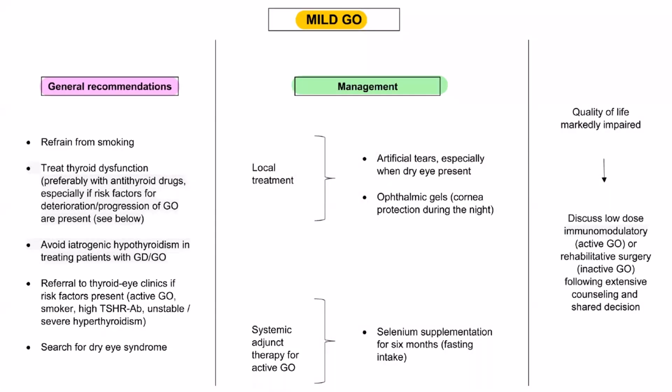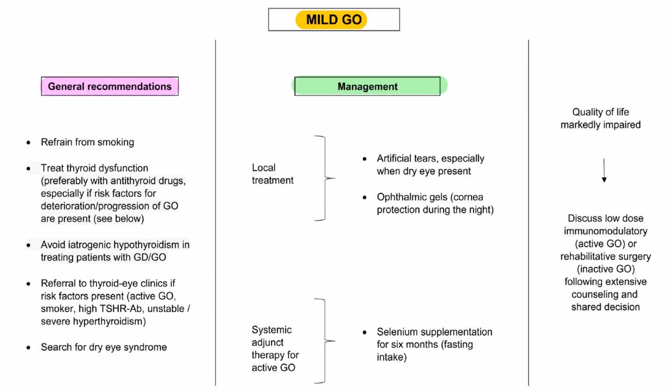And this is just a summary for management of different forms of Graves' orbitopathy. For mild Graves' orbitopathy, the general recommendation is to stop smoking and treat thyroid dysfunction, preferably with anti-thyroid drugs, especially if risk factors for deterioration or progression of Graves' orbitopathy are present. Avoid iatrogenic hypothyroidism in treating patients with Graves' disease. Refer to a thyroid eye clinic if risk factors are present.